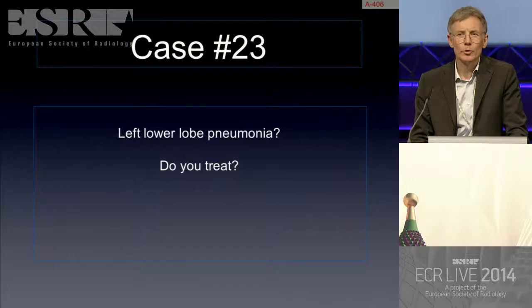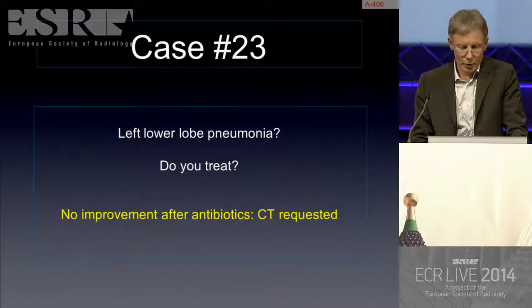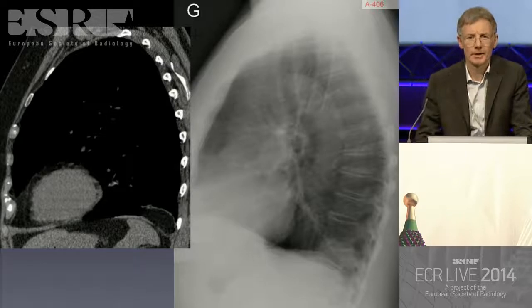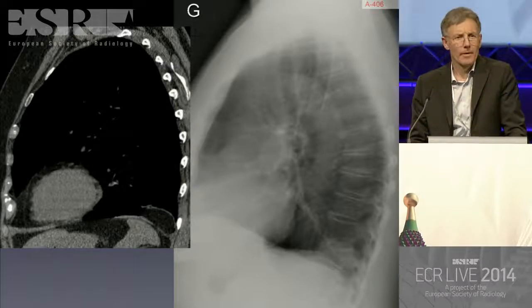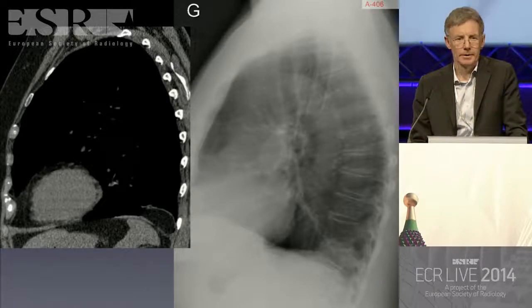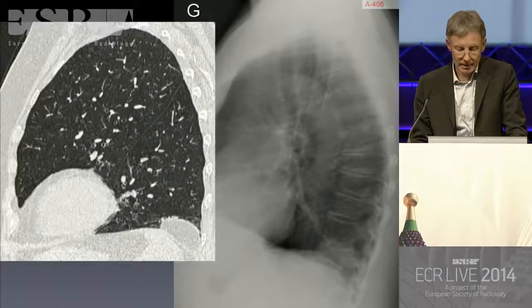Left lower lobe pneumonia. Would you have treated this patient? No improvement after the antibiotics. The CT was requested. And here we have the explanation for this abnormality. This is of fatty density. It is a Bochdalek hernia posteriorly at the left base.